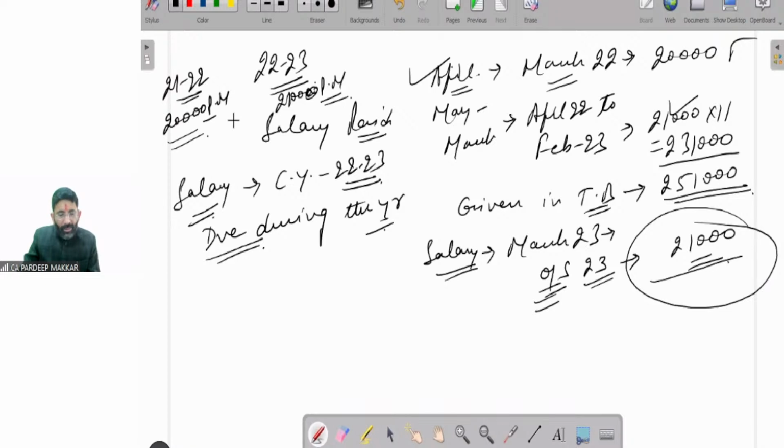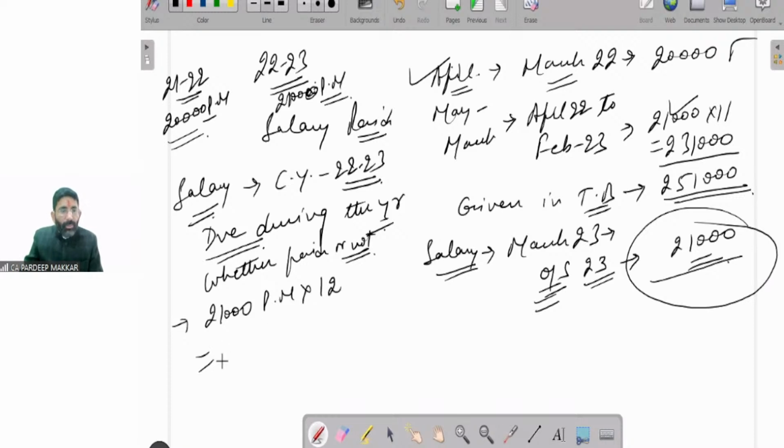So how much salary will be entered in profit or loss account? How much salary is due during the year? Whether paid or not, that is not a point of consideration. Actual salary is 21,000 per month for the current year, and we have 12 months. Whether paid or not, this will be entered in our books of accounts. So this will be 2,52,000, which is to be entered in the current year beta. How this will come, how this will be resulted, that you have to calculate.